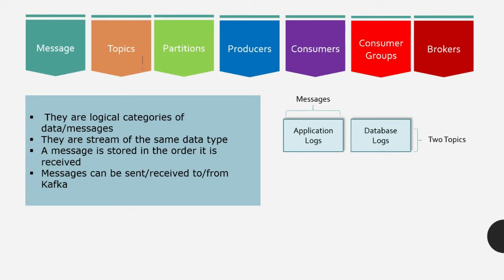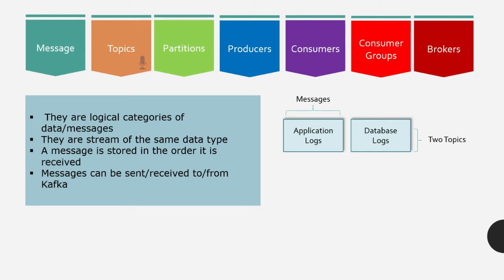Say, for example, if you take a topic like logging or log information, it will have messages related to application logs. Application logs is a kind of topic where application log messages are all stored one after another. We can say a stream of the same type of data or messages is called a topic. Here, every message is sent to a topic in the order in which they are received and held inside the topic.